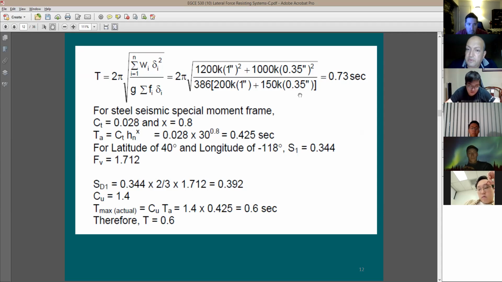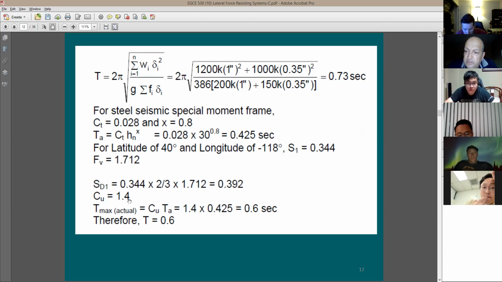Now, should I compare the 0.73 directly to the 0.425? I'm going to say no, I need to find out also C sub U. How do you find C sub U? I need to find it from this chart, right? It's going to be the one that goes 1.4 or 1.7, or you can do interpolation between the two, based on the SD1 value. So let's say I find that SD1 is almost 0.4. It means in this case the C sub U is going to be 1.4.